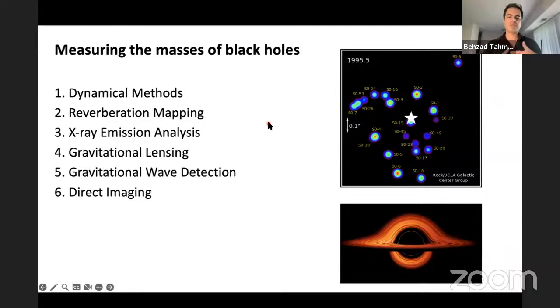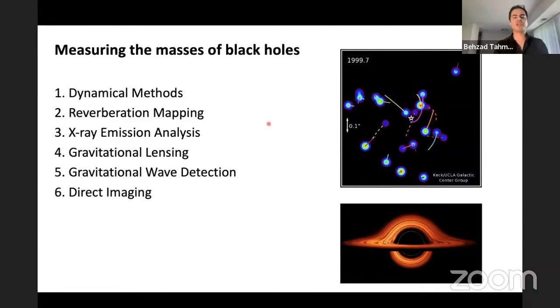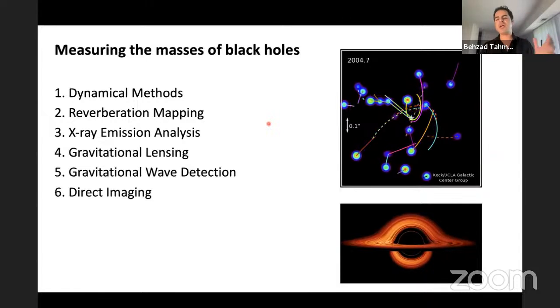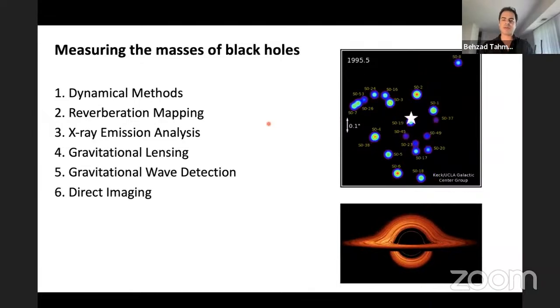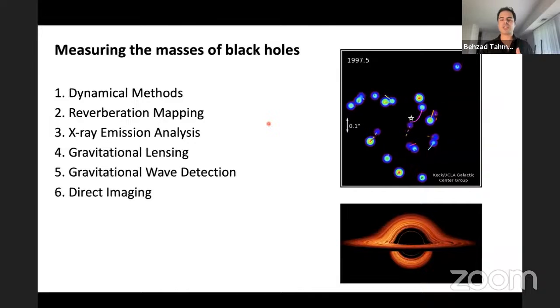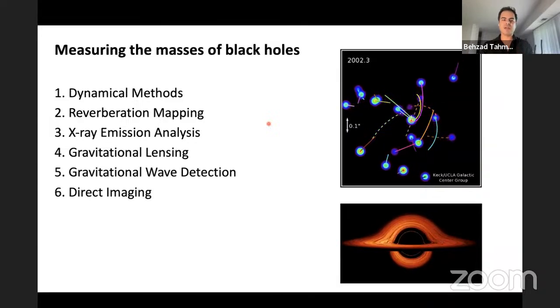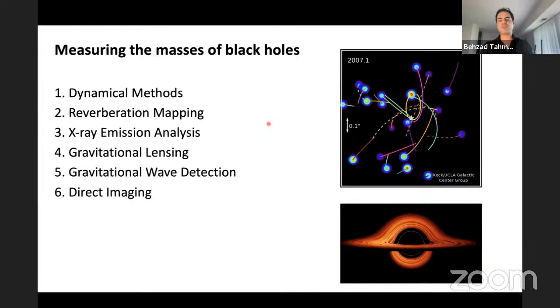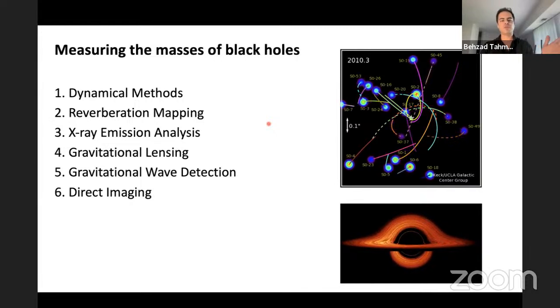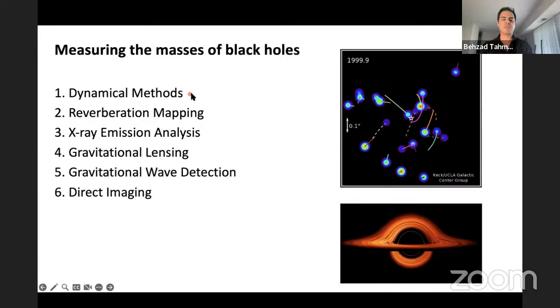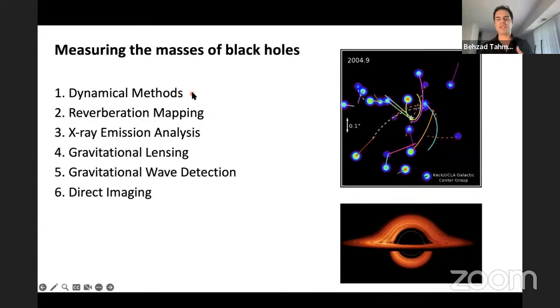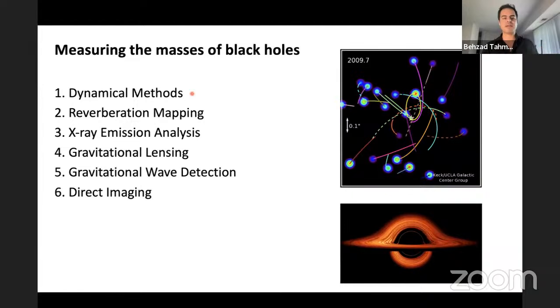There are a few methods for measuring the black hole mass at the center of a galaxy. We know in most of the massive galaxies, there is a black hole at the center that can affect the motion of the stars and also has a co-evolution with the host galaxy properties. There are a bunch of methods for measuring black hole masses. The first methods are based on the motion of the stars itself, called dynamical methods, which include stellar dynamical modeling, gas dynamical modeling, and masers.